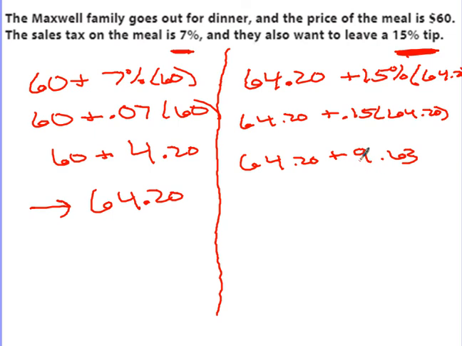Now a lot of people might round that up to $10 to give an even tip, but that's all personal preference. So when I add these two numbers together, the final cost of that $60 meal is going to be $73.83.